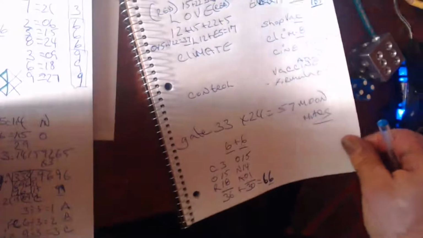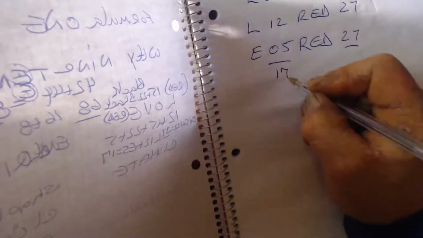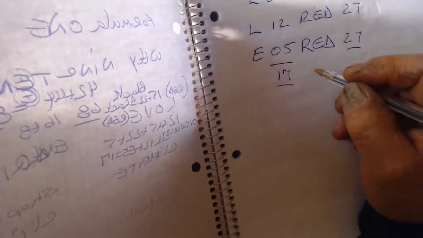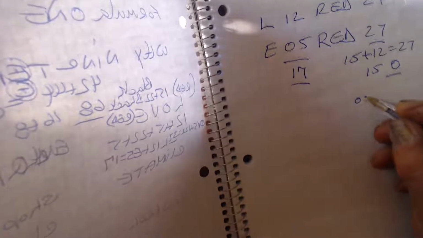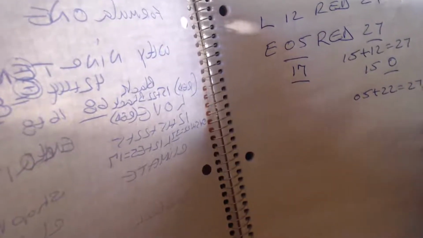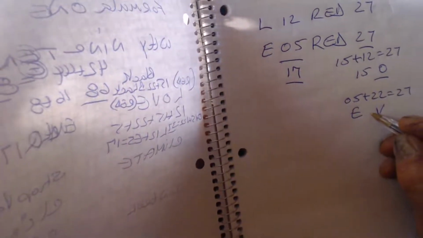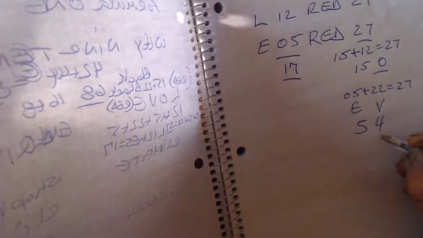I'm going to put this on another page. Love. L 12 red. E 5 red. Value of red 27 and 27. Value of the two numbers 17. Reverse value of the two numbers is 15 and 12 equals 27. So the reverse number is 15, the letter O. The E 5, the 05 reverse, and 22 equals 27. The 22nd letter is V and E. V and E. 4 and 5 are the reverse.